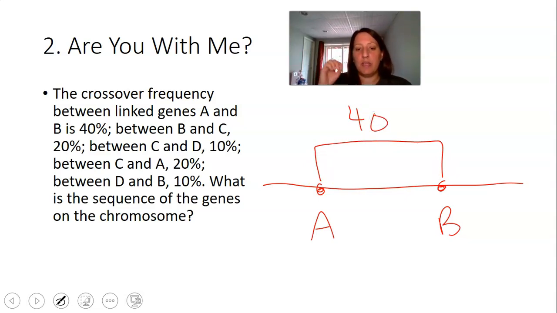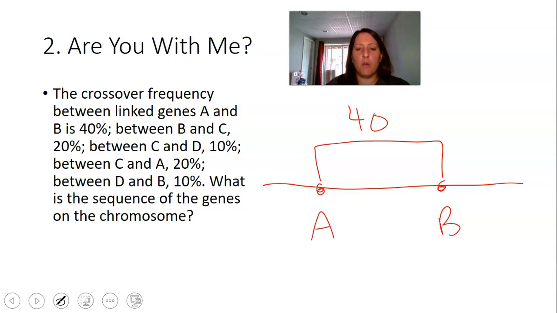Okay, now let me get my third gene on there. My third gene I'm going to put on is the C gene. So let's see, how far apart are the B and C? Oh, they're 20. Okay, so that C gene could be in the middle of A and B, or it could be 20 map units to the right of the B gene.